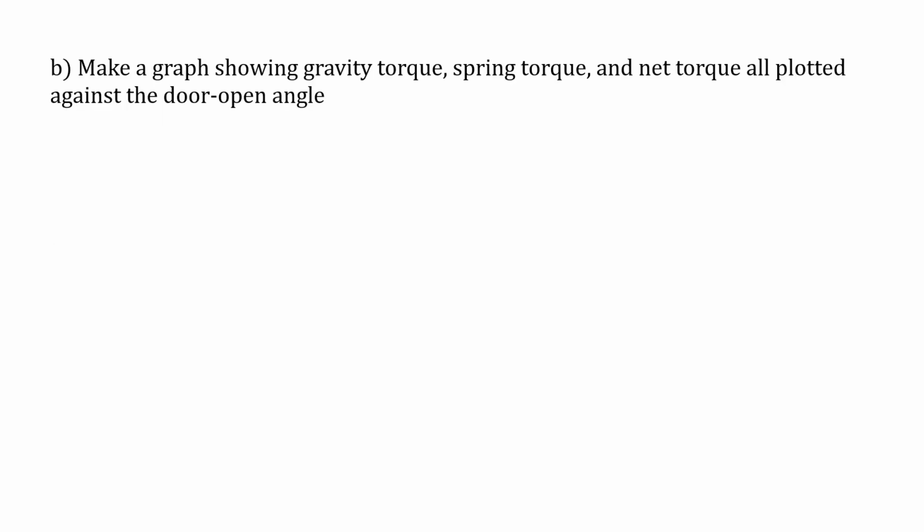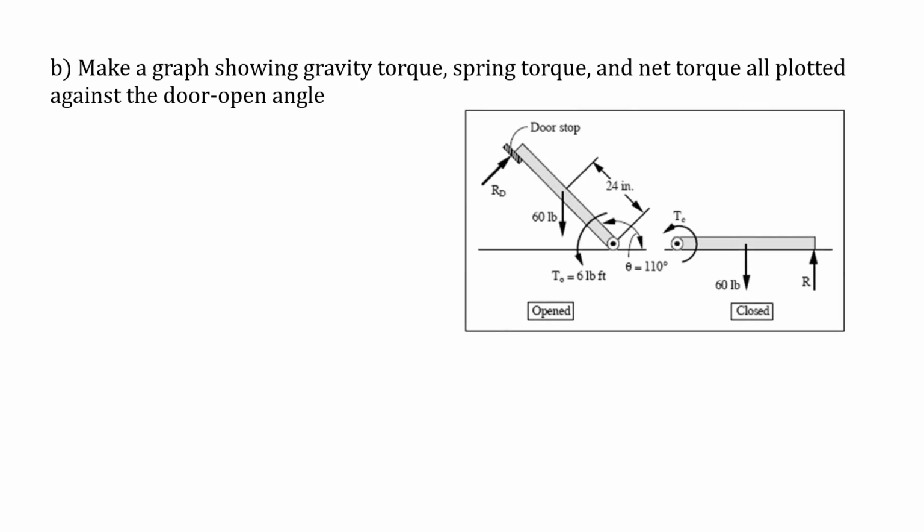So now moving on to part B, we have to make a graph showing three things. So the gravity torque, your spring torque, and then your net torque, which is essentially just your gravity and spring torque put together. And we're going to plot that against an x-axis of the door open angle. So just as a reminder, this is our little schematic here.